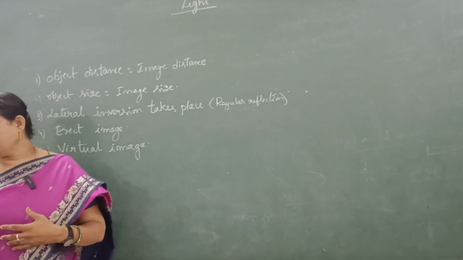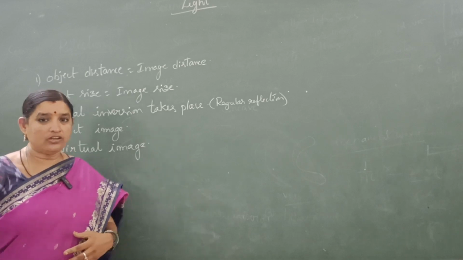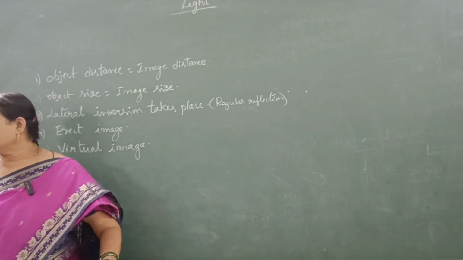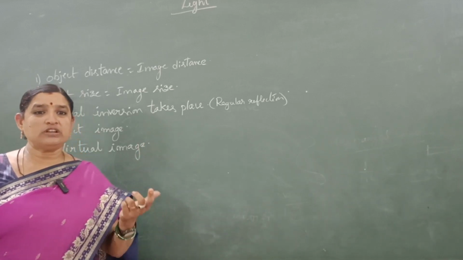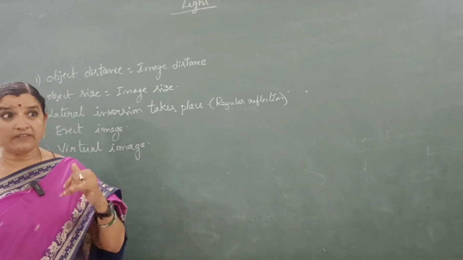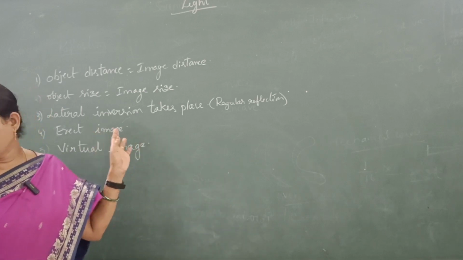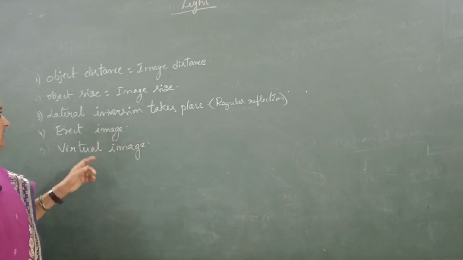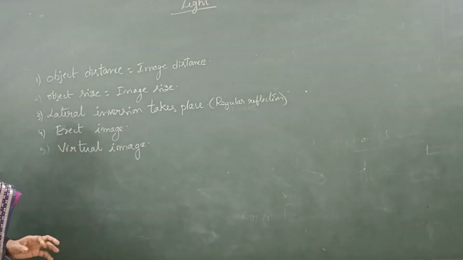You can observe your image behind the mirror, but if you place a screen behind the mirror, you cannot get your image on the screen, isn't it? So this is a virtual image. A virtual image we cannot get on the screen, but we can see directly. It is formed due to a divergent beam of light. Okay, these are the characteristics of an image formed in a plane mirror.